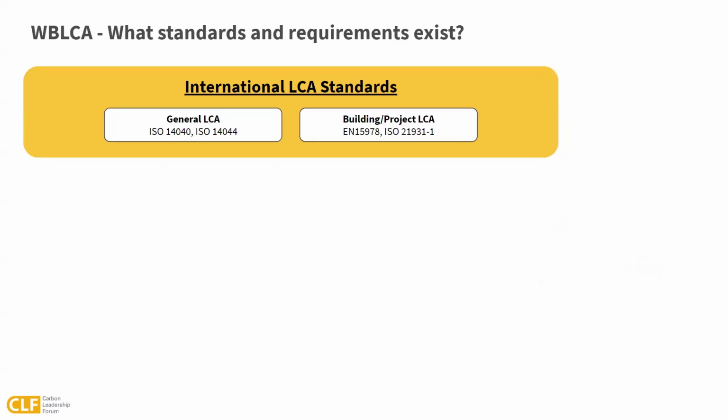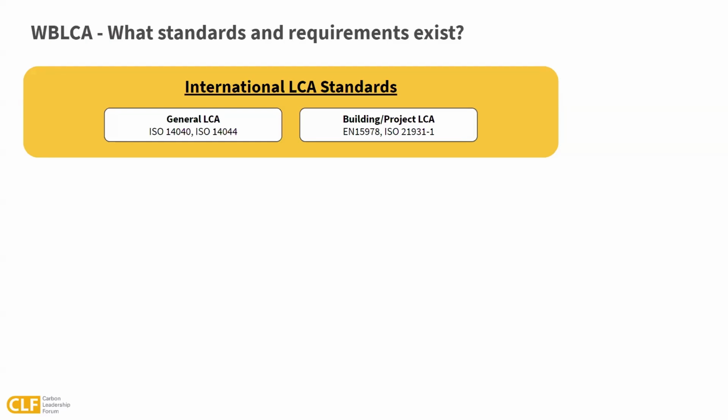And there's a wide range of standards and requirements that exist for how whole building LCAs should be conducted. It's easiest to think of these in 3 main tiers, which typically build off each other. The first is international LCA standards, which are consensus-driven documents developed by technical experts like ISO 21931 and EN 15978. These provide the fundamental methods and framework for whole building LCAs and are meant to create standardization across a wide range of uses.